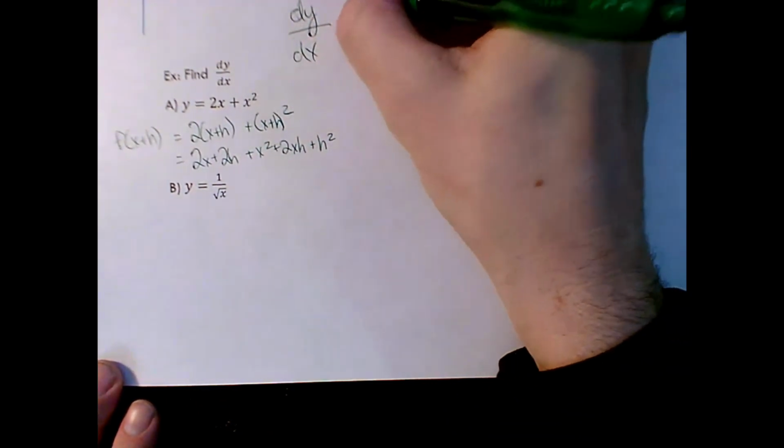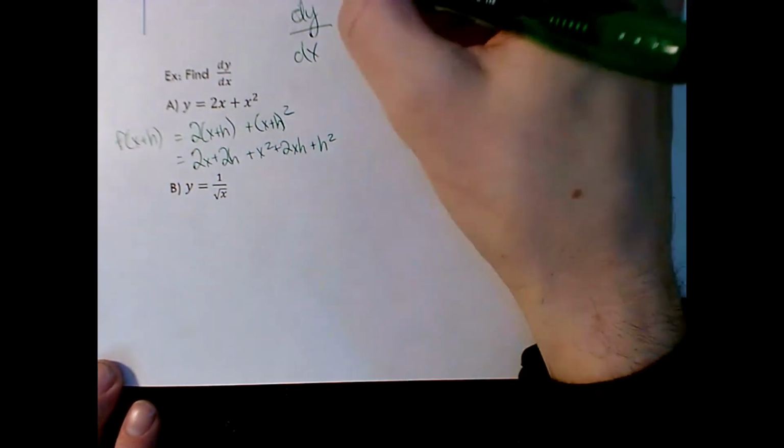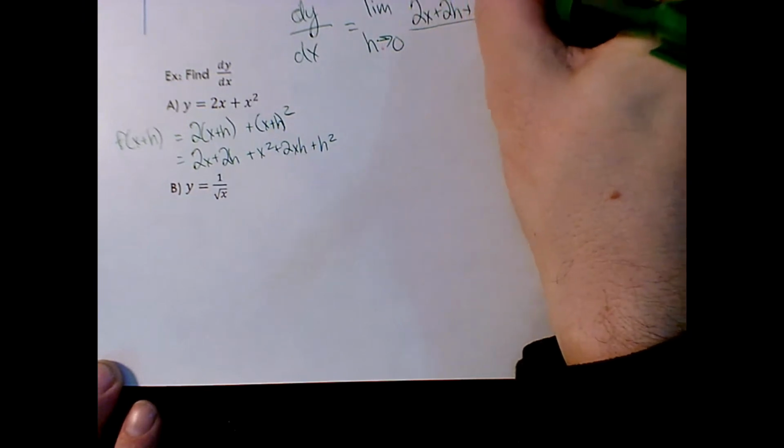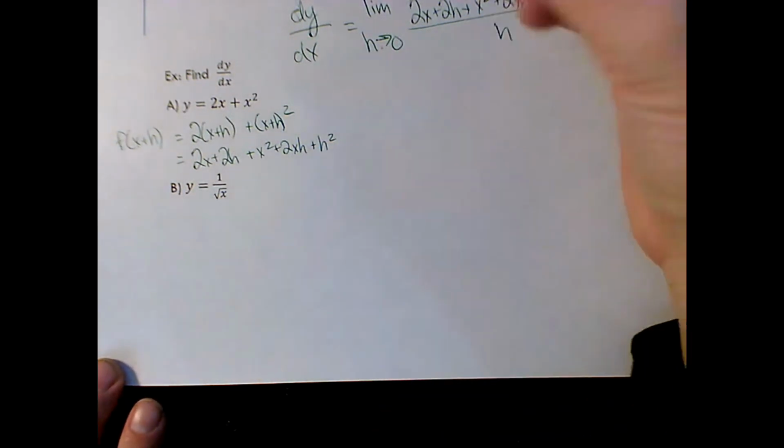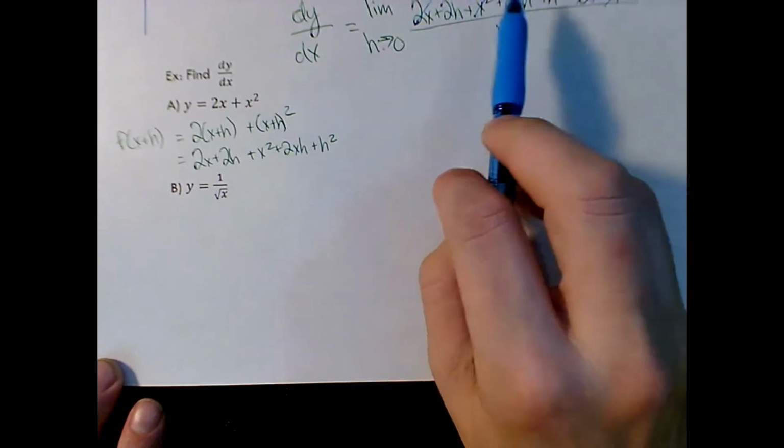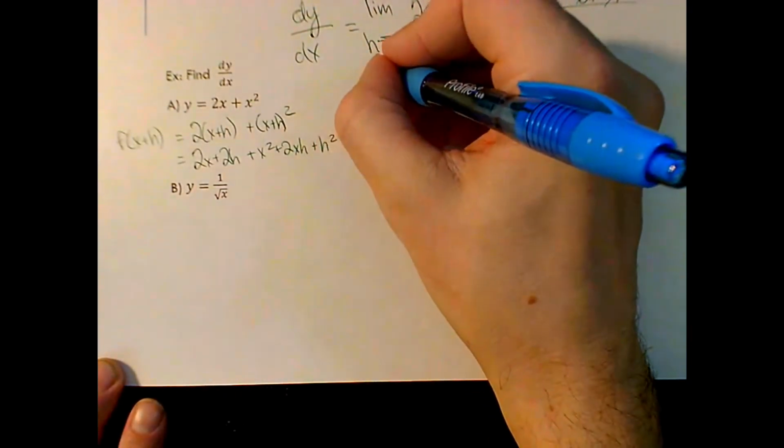So dy dx is the limit as h approaches 0 of f of x plus h, which is 2x plus 2h plus h squared plus 2xh plus h squared, minus all of f of x, so I get minus 2x minus x squared, over h. You're expecting things to disappear, like that guy, and like that guy. And so you have an h, an h, and an h over an h, so bring the h out.